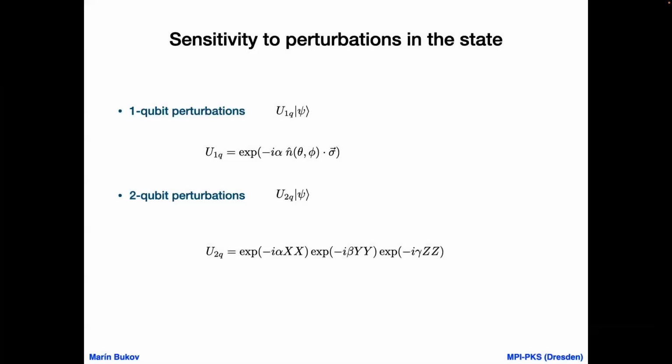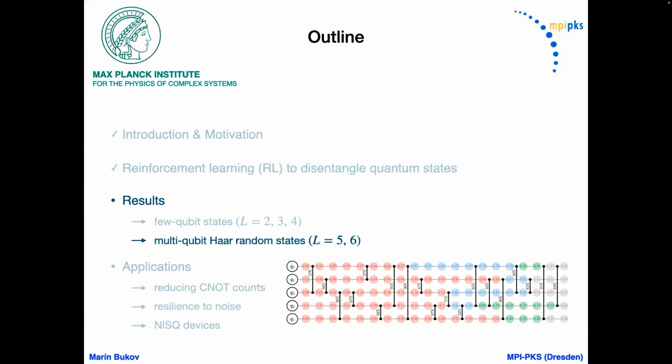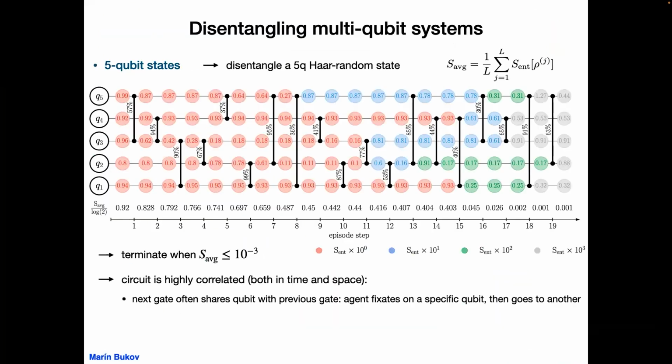Okay, I can give you the notebook afterwards, so you can play with those. I think I want to cut this short. So these were 4 qubits. We do have results on 5 qubits and 6 qubits. I want to go very quickly with that. So this is how it looks, by the way, if you want to disentangle 5 qubits.